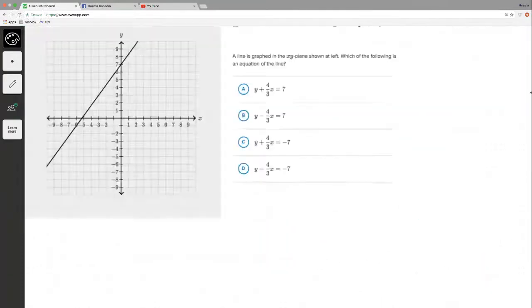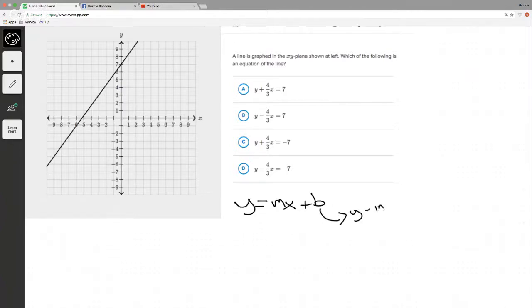All right. Question number 2. So a line is graphed in the XY plane shown at the left. Which of the following is the equation of the line? It's the same process, right? Again, we have y equals mx plus b, and this b value is our y-intercept.